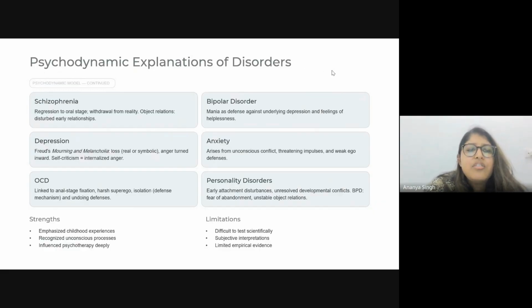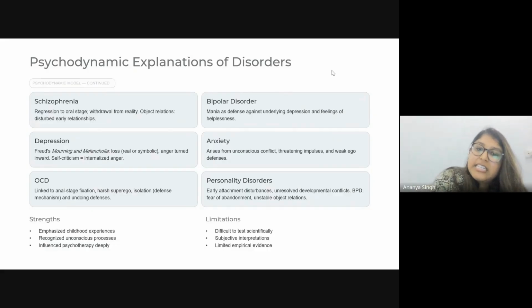Then there is depression. In Freud's Mourning and Melancholia, he said it is the loss of a real or symbolic figure of attachment. So you're attached to somebody or something, and if that is lost, it causes depression. It is retroflex anger. The anger you have towards something or somebody is turned inwards and turns into depression, which leads to self-criticism.